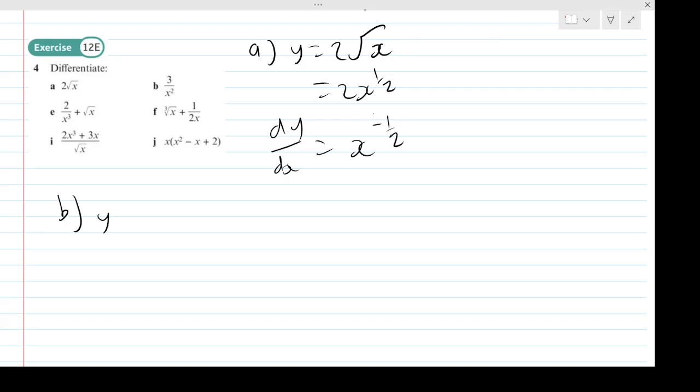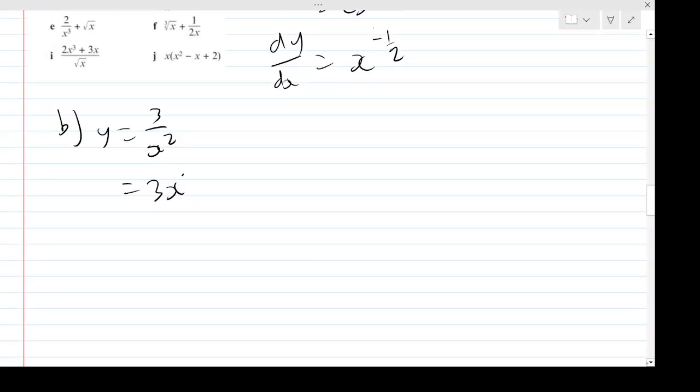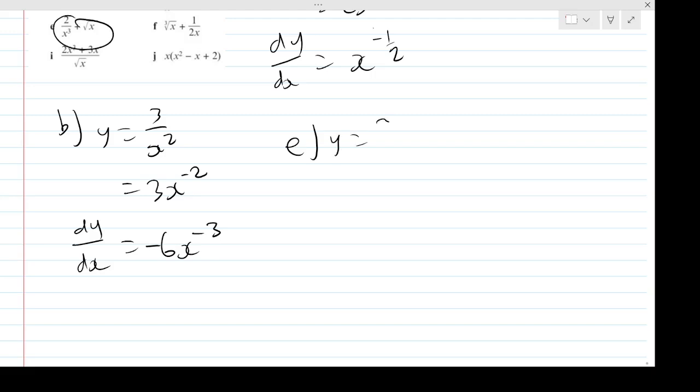Part B, we have y is 3 over x squared. Well, again, I need to use index laws. So then that's going to be 3x to the minus 2. Then we can differentiate it to get 3 times minus 2, as the power comes to the front, that'd be minus 6. Then we subtract another 1 off the power, that'd be minus 3. And there we are.